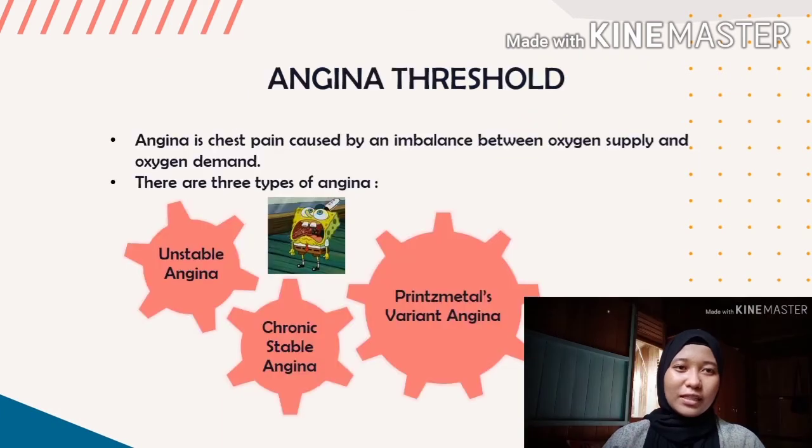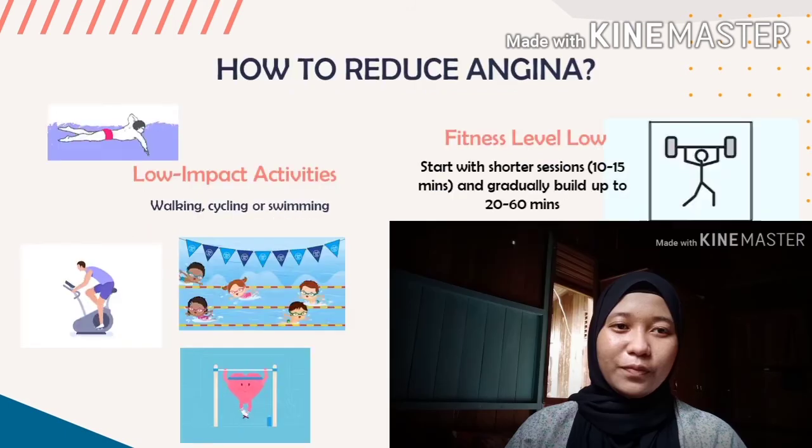For the next disease, that is angina. Angina is a chest pain caused by an imbalance between oxygen supply and oxygen demand. There are three types of angina. First is unstable angina, chronic stable angina, and Prinzmetal's variant angina.